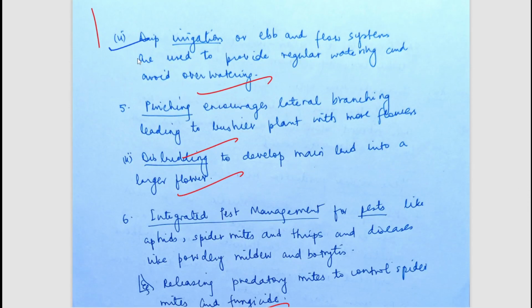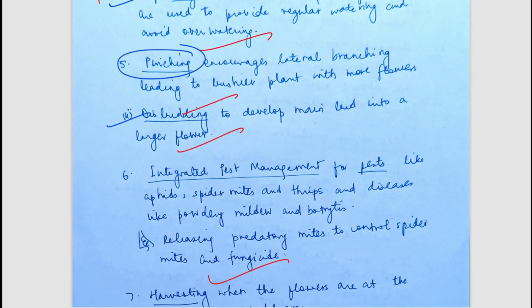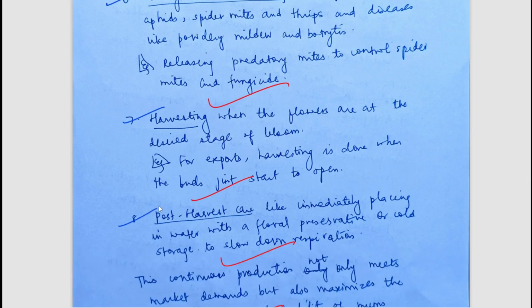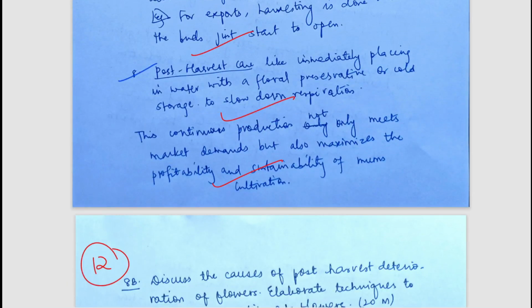Irrigation has been mentioned. Pinching has been mentioned, which is one of the major practices when it comes to some flowers. Disbudding has been mentioned. Integrated pest management has been mentioned. Harvesting has been mentioned. Post-harvest care has been mentioned. So well written answers. Now let's move to the next question.